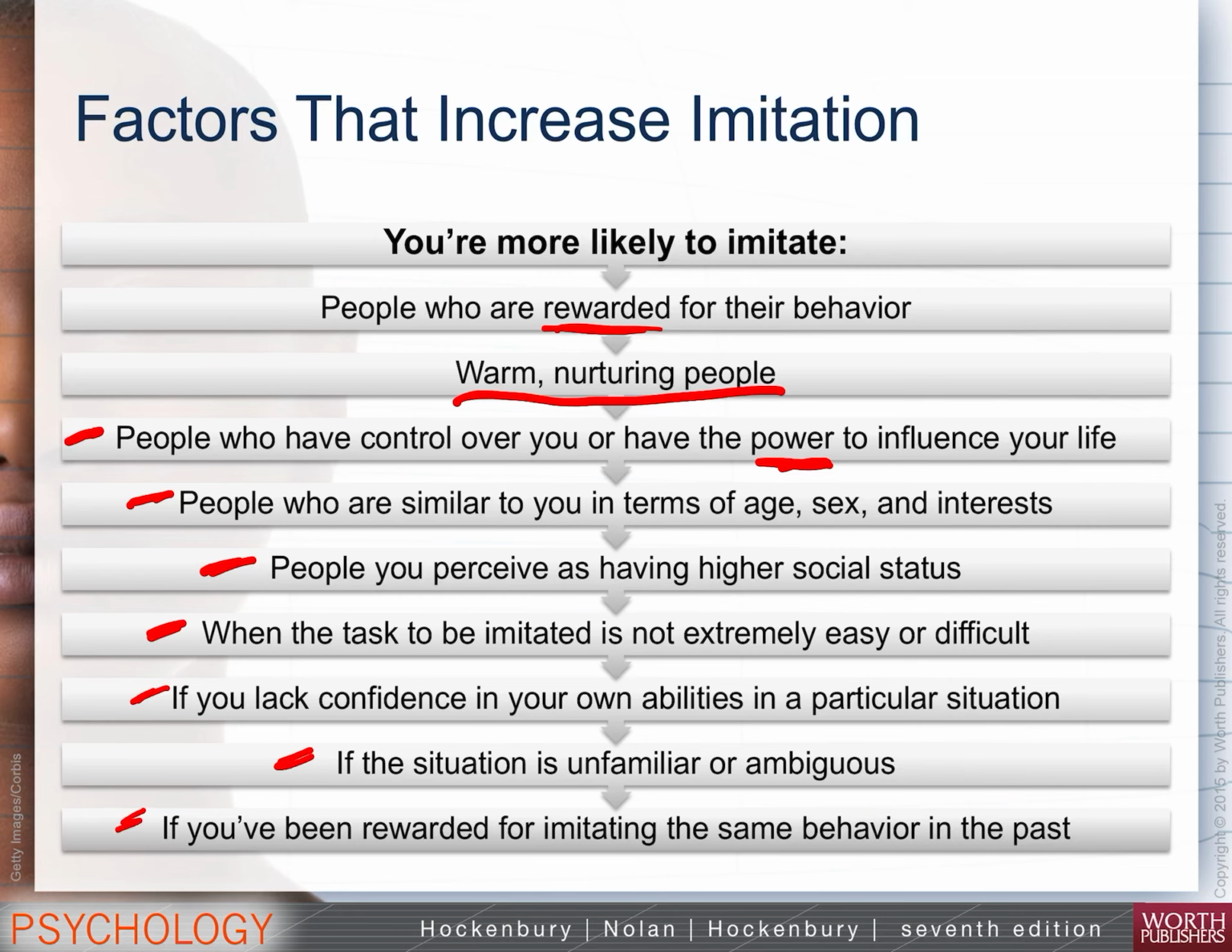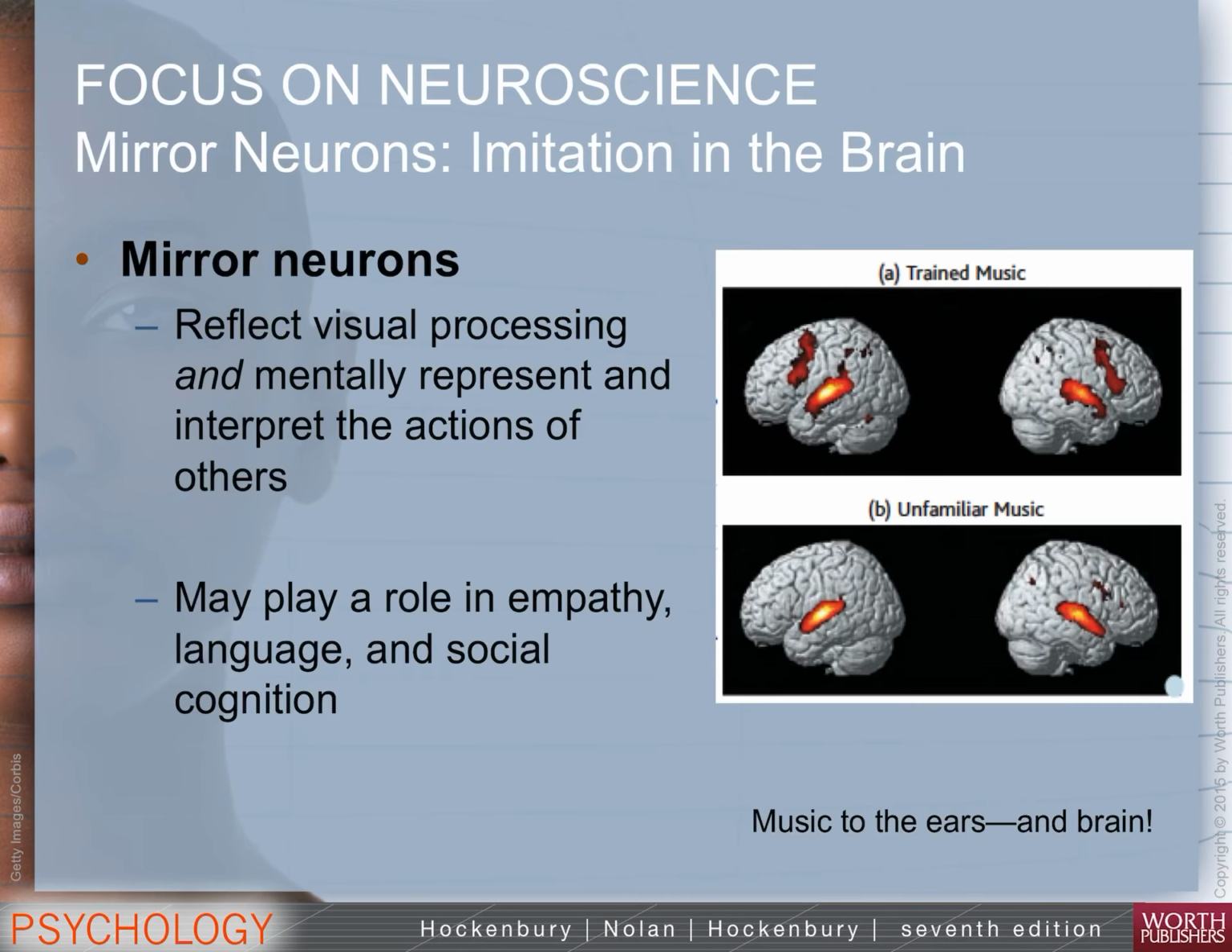If you've been rewarded in the past for imitating a behavior, then you're more likely to imitate it again in the future. For example, if my toddler decides to say a bad word, and we all laugh and think it's funny, then he's going to be more likely to continue to imitate and copy that behavior over and over and over again.